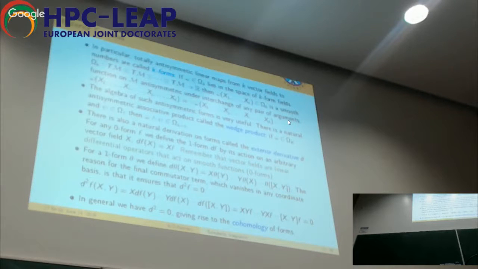And the algebra of such antisymmetric forms is very useful because, first of all, there's a natural antisymmetric and associative product called the wedge product. So if we have a K form and an L form, then the wedge product of the two is antisymmetrized and becomes a K plus L form. The surprising thing is that you can define this in such a way that it is associative.